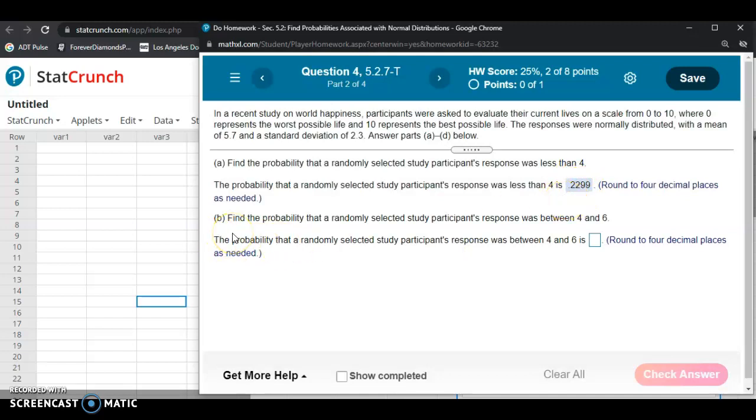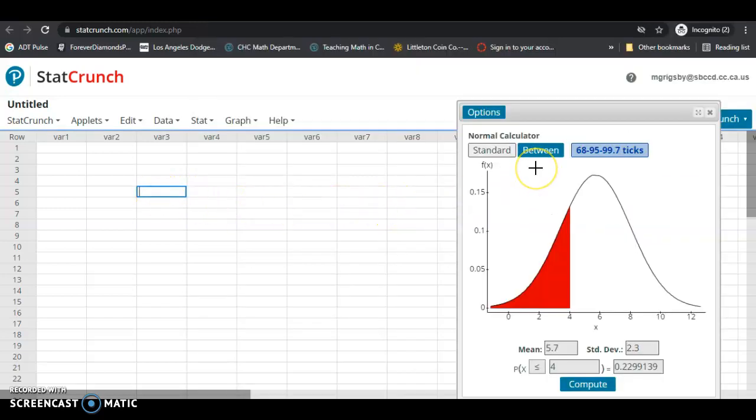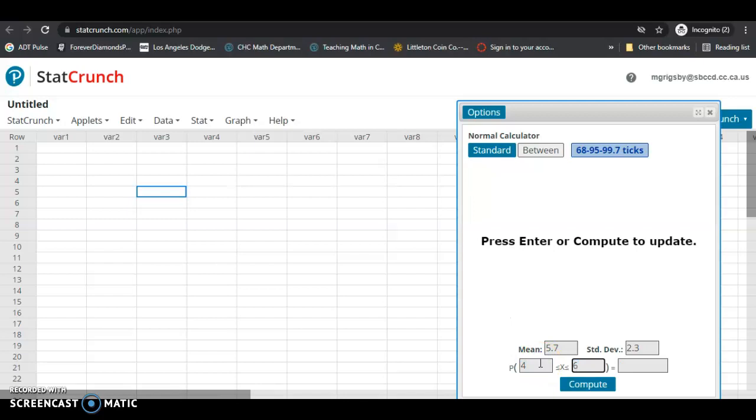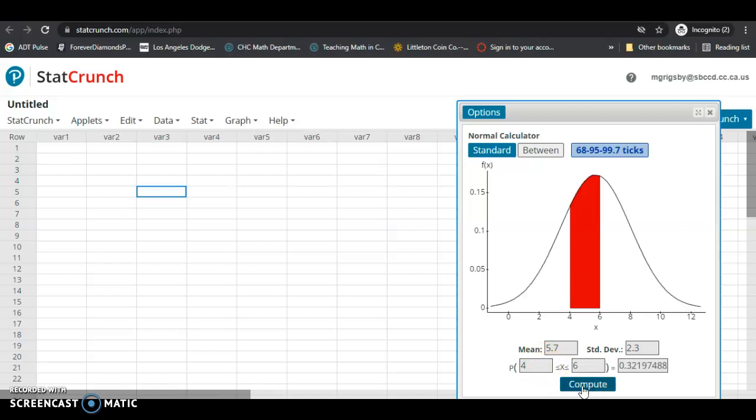In part B, we're finding the probability that a randomly selected participant's response was between 4 and 6. The mean and standard deviation do not change, but what we are changing is how we calculate the probability. So we're going to go to between now, and then type in the numbers 4 and 6, and then click compute. The probability we're asked to find is shaded in this normal curve shown, between 4 and 6.